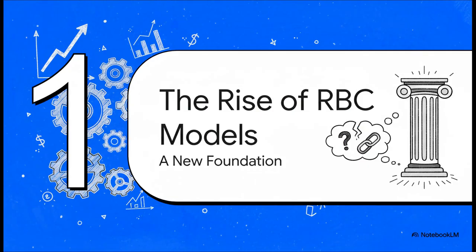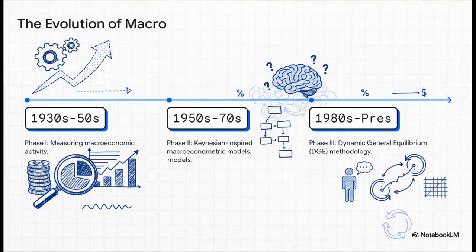Okay, so Section 1. To really appreciate what these models are, we have to see the problems they were built to fix. It's all about the foundation. You can kind of think of macroeconomics evolving in 3 big stages. Phase 1 was just about figuring out how to measure things, like GDP. Phase 2, that was the era of those big Keynesian models. But here's the problem. They weren't really theories about human behavior. They were more like super complex statistical summaries of what happened in the past, without really getting at the why.